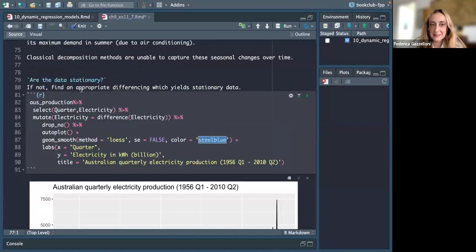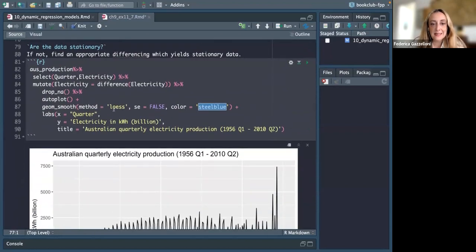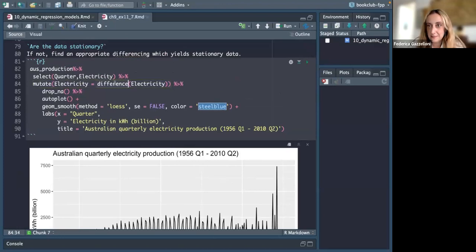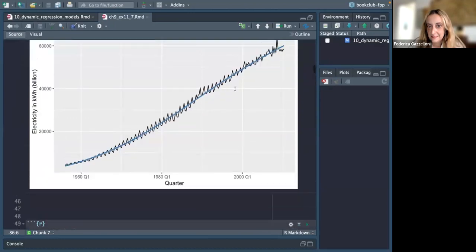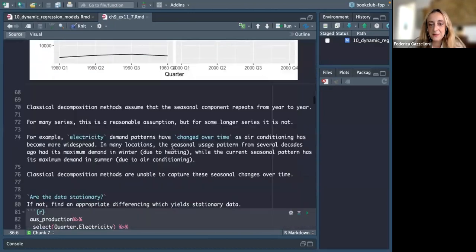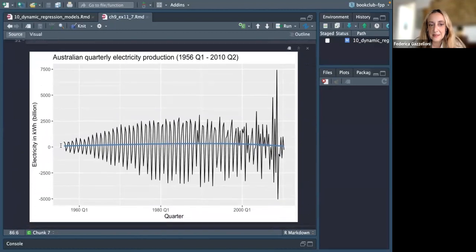So, is the data stationary? The first thing I did was the difference. I mutated the electricity with the difference function, and then did the autoplot. So we can see from this one here that we now have a zero-centered stationary time series. Is that right? Okay.